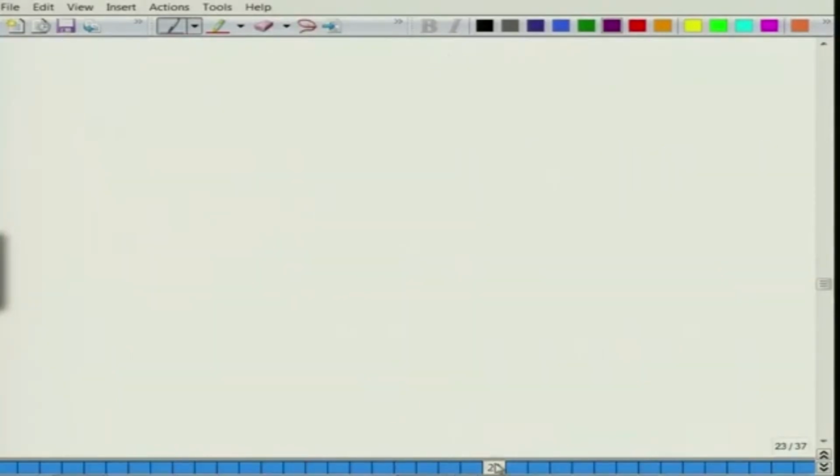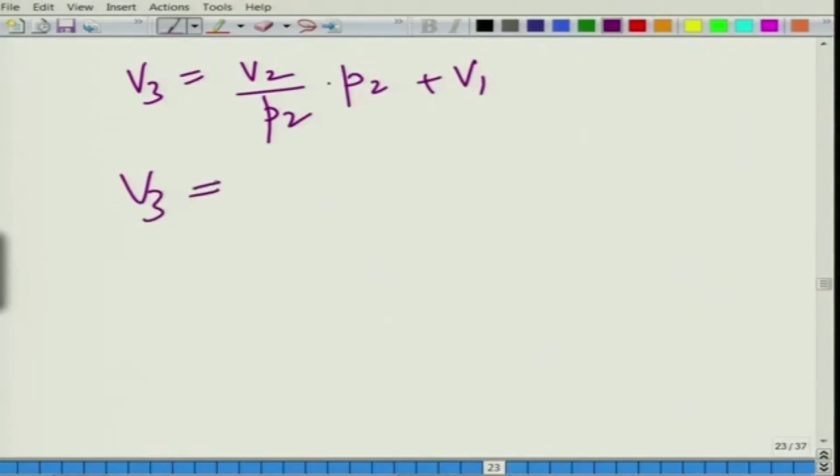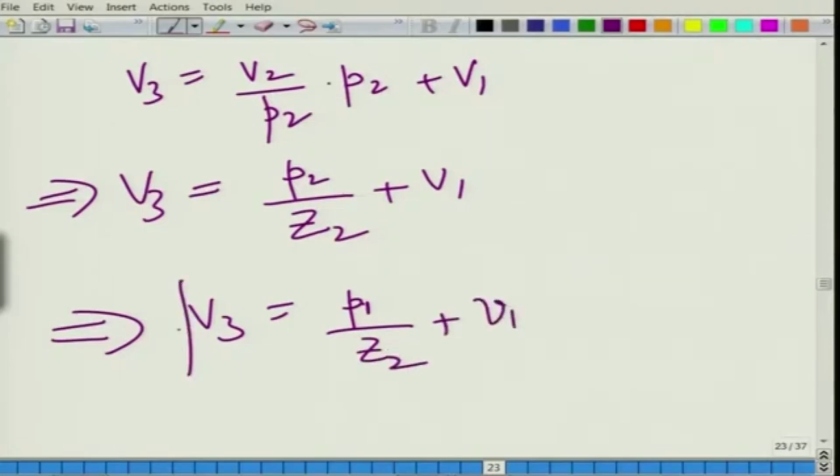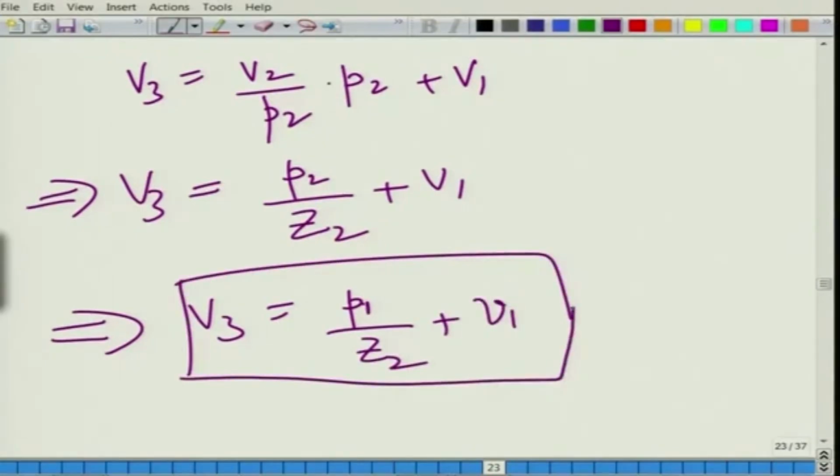So, what we could do is basically write the second equation for velocity, V2 equals P2 by Z2. So, V3, the upstream velocity, is definitely P2 by Z2 plus V1. Remember P2 is equal to P1 or P3, so we can prefer to write it as P1. So, this is what we get, and P3 is equal to P1, because we already used P1 is equal to P2.